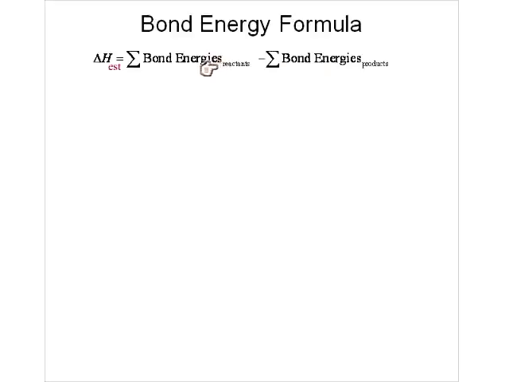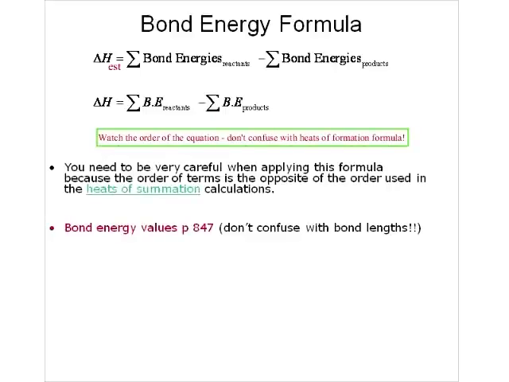Now, anyone who's on their game looking at this will say, that's a mistake. Wasn't the last one products minus reactants? It absolutely was. In this case, it's reactants minus products, and I'll tell you why in a minute. So we're going to shorten this up and say the estimated enthalpy is the sum of the reactant bond energies minus the sum of the product bond energies. We want to watch this equation because we don't want to confuse it with the heats of formation.